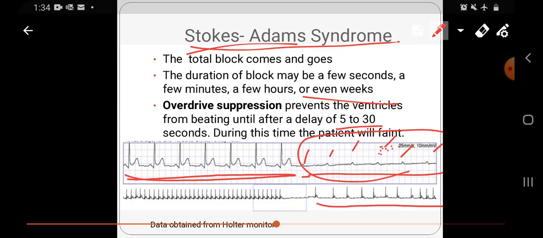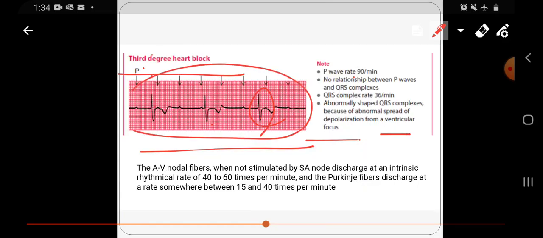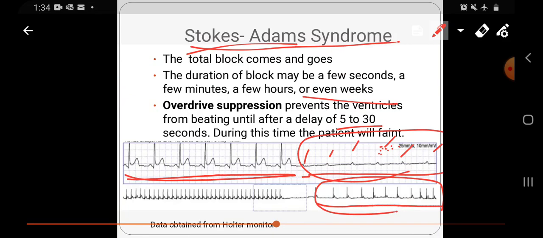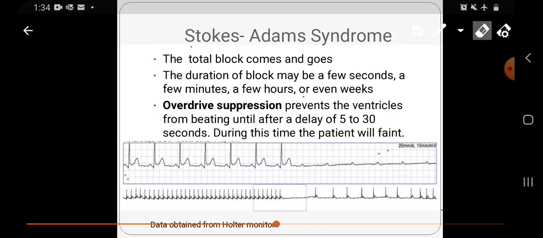طبعا هون رح يصير عنا هاد لو كبرناه رح يطلع بيشبه الrhythm strip هاد، إنه في P waves في QRS complexes and they are not related to each other. فإذا الستوك آدمز هو عبارة عن third degree heart block but it comes and goes. بيجيكم المريض بيقولكم إنه I'm okay, يعني بالعادة إنه وضعي طبيعي but sometimes I faint. اوكي، فبهاي الحالة انتو طبعا لو بدكم تعملوا له ECG وهو ما عنده complaints ممكن يكون ال ECG completely normal.